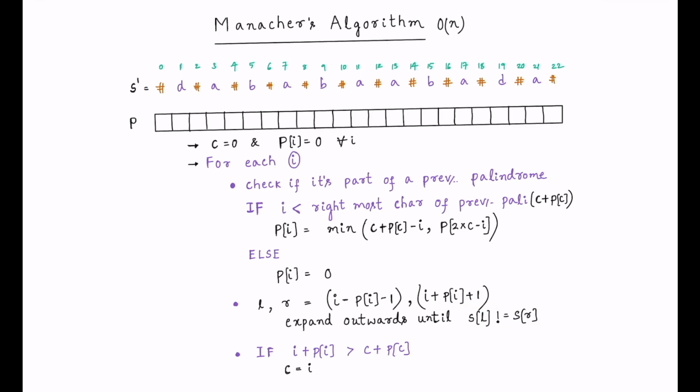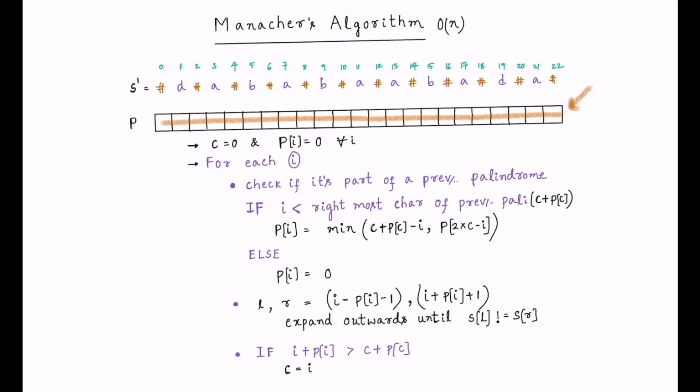If we found a new palindrome whose right pointer extends beyond the right pointer of the previous palindrome, then we set the center to I, and we repeat this for all the characters. After this, our array P over here will be filled with the longest palindromes possible at each character as the center character. Now, all we have to do is to find the maximum value in this array and the corresponding index. That gives the center character of the longest palindrome.